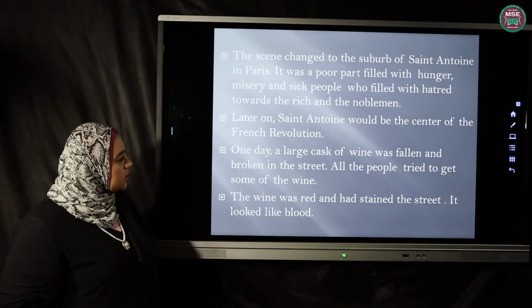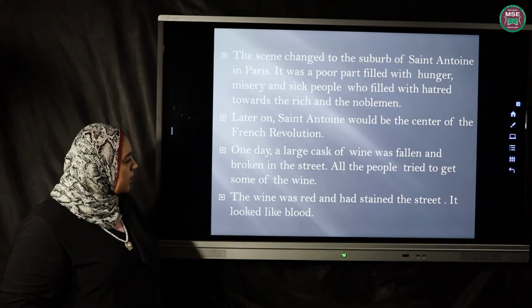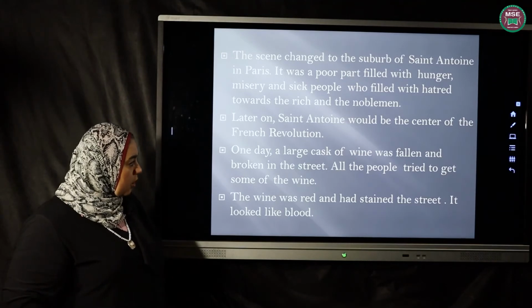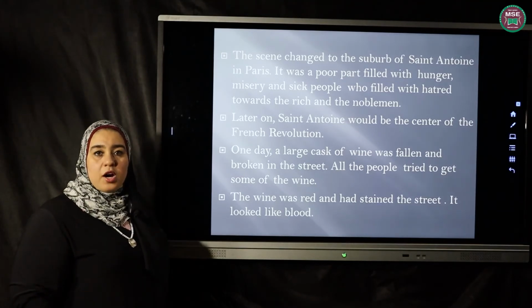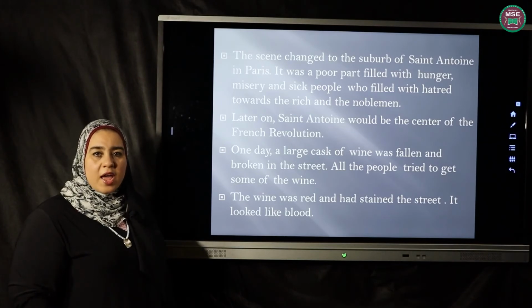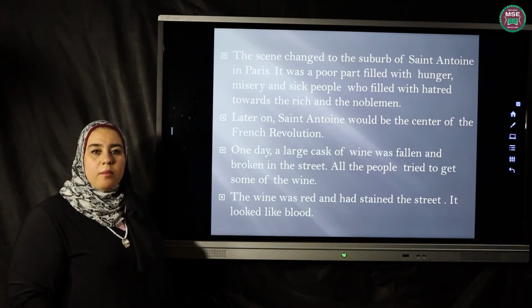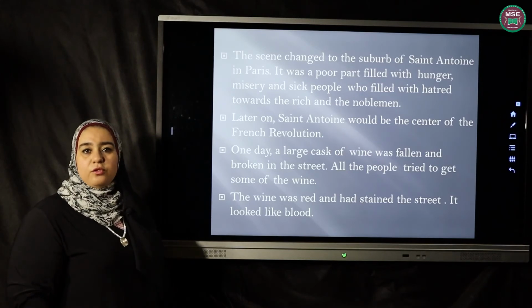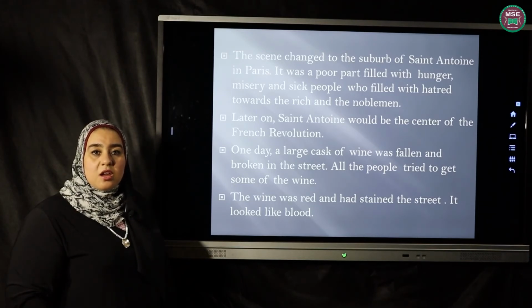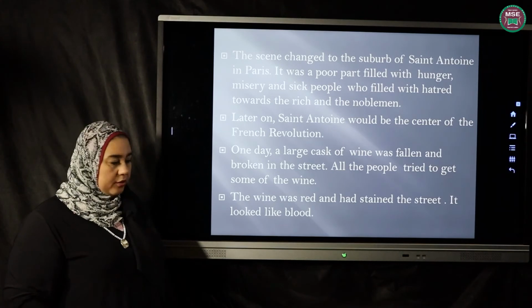One day, a large cask of wine fell and broke in the street. All the people tried to get some of the wine. When the cask had fallen on the street, they tried to get any drop of wine in any way. This shows you how they were suffering. They were taking the wine from the ground. It might be full of mud, and they drank it. It was a good chance for them to drink wine.